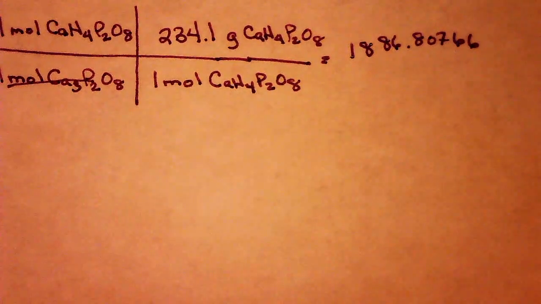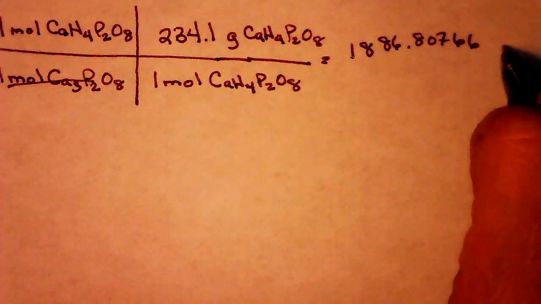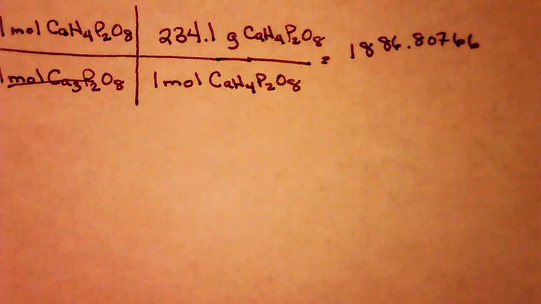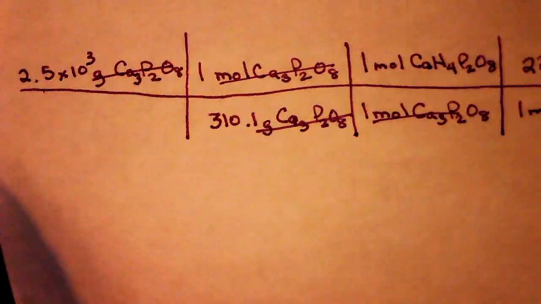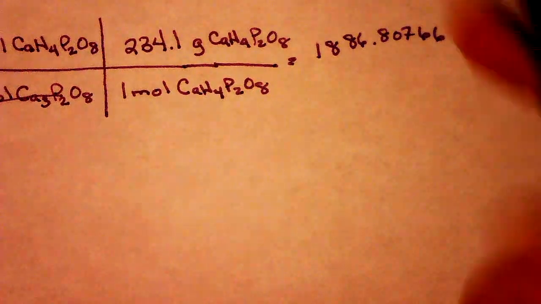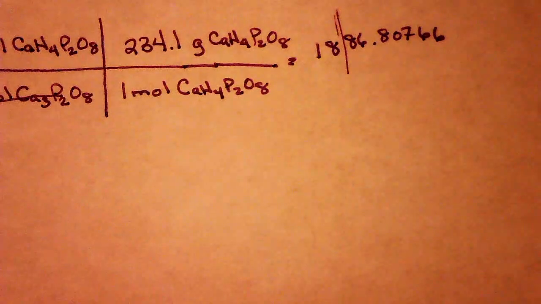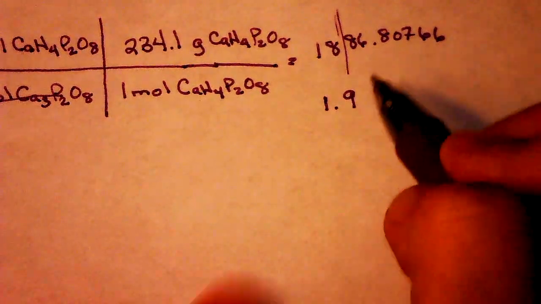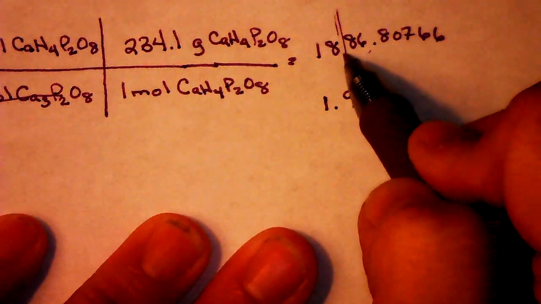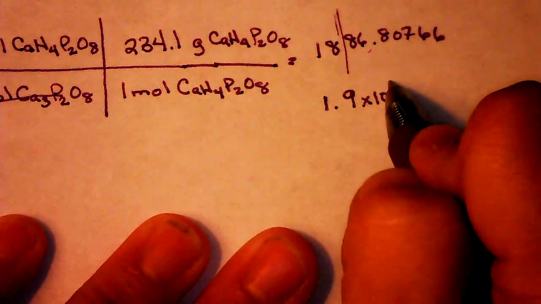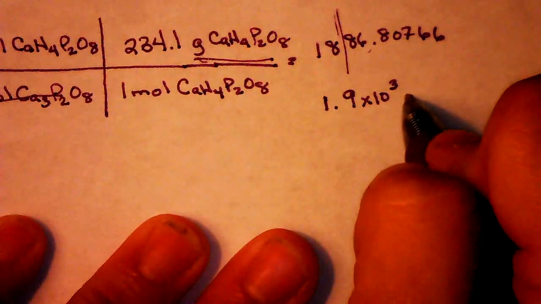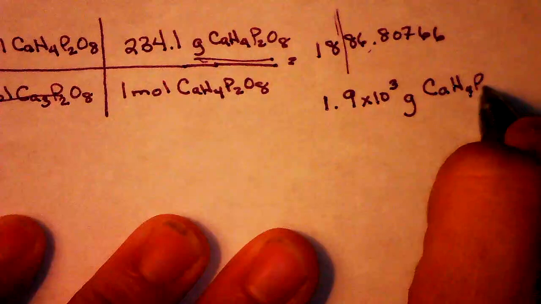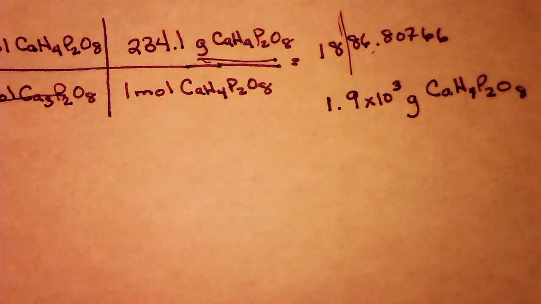What I get is 1886.8708666. Of course, I can't use all of those digits because they're not all significant. Not all digits matter, sadly. So I've got 2.5 to start with, 2 significant digits. I think that's the smallest quantity I'm working with, so we've got to cut it here. That is going to mean we're going to have 1.9 times 10 to the third. And the label we are going to use here is CaH4P2O8. Voila!